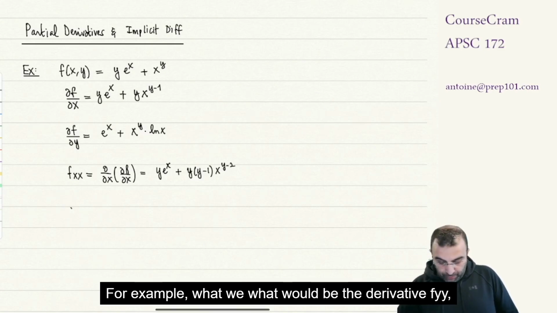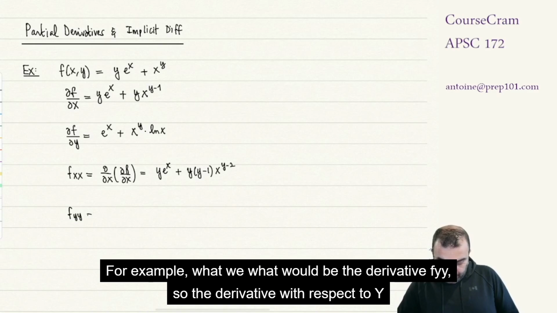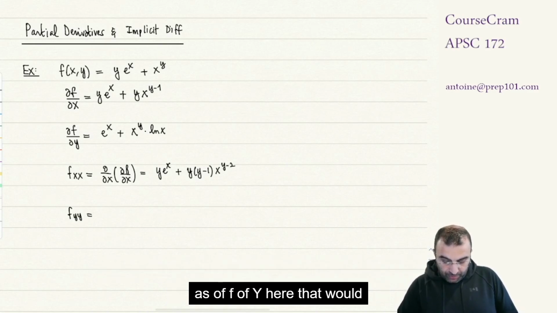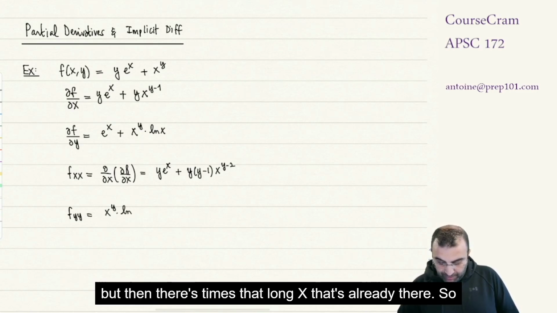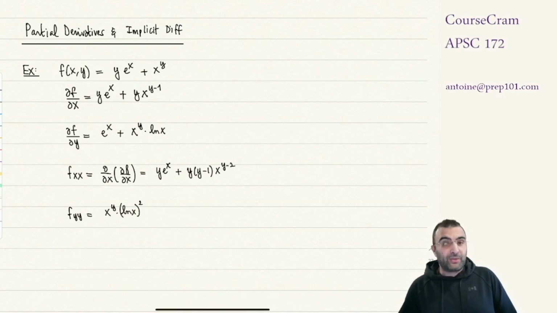For example, what would be the derivative fyy? So the derivative with respect to y of f sub y here. That would be x to the y times ln x, but then there's times that ln x that's already there, so times ln x squared.